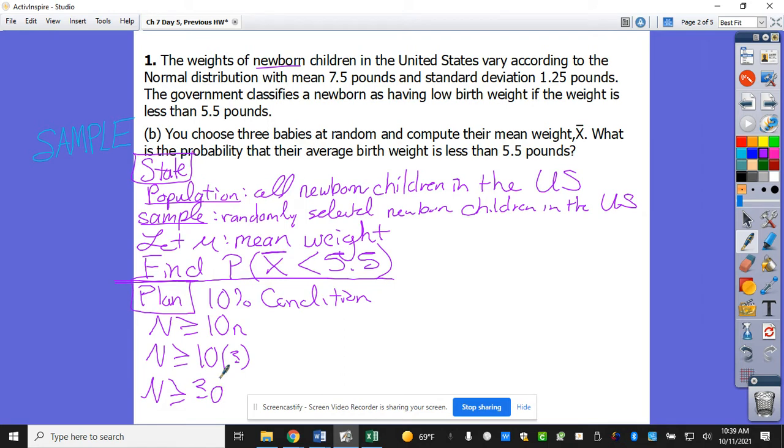And so written out, I would say there are at least 30 what? Newborn. Essentially that right there, newborn children in the U.S. And so in some part of it says newborn babies, and some of it says newborn children, so I don't care about that.